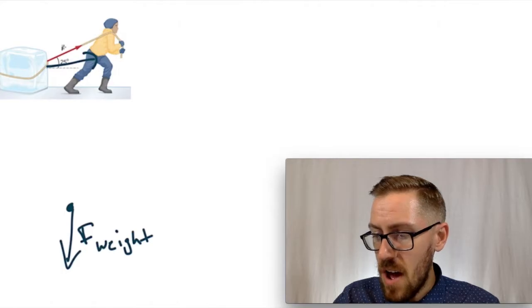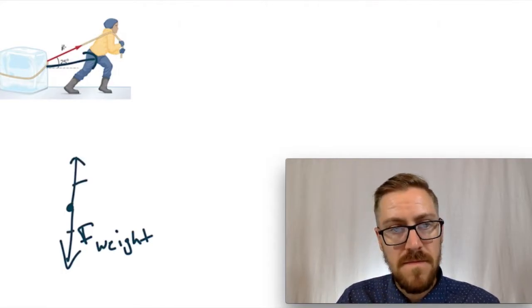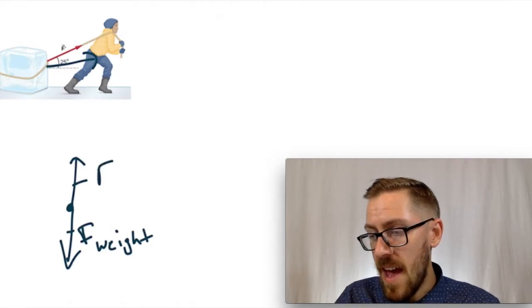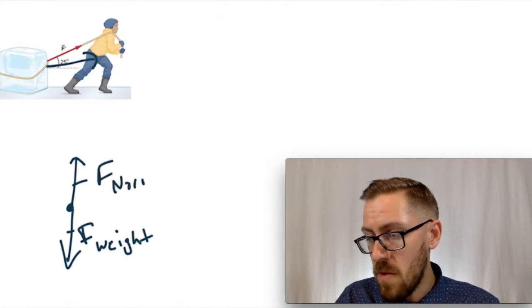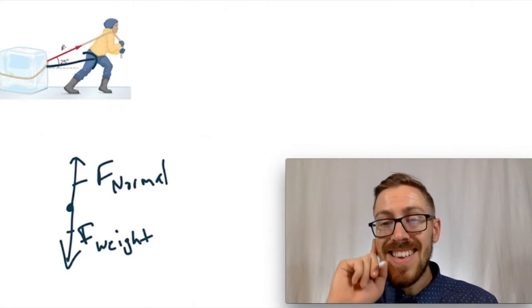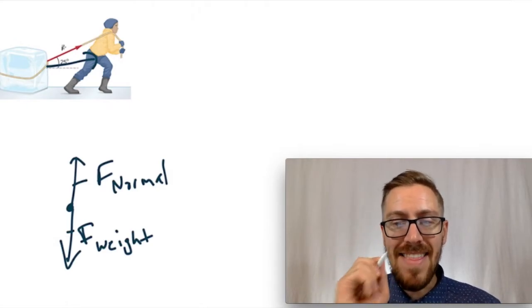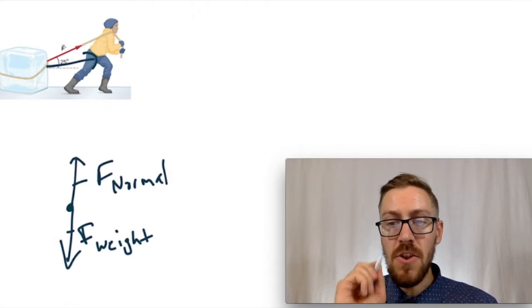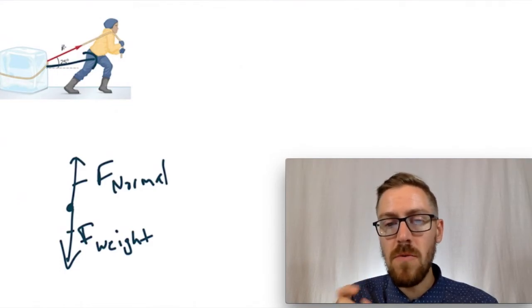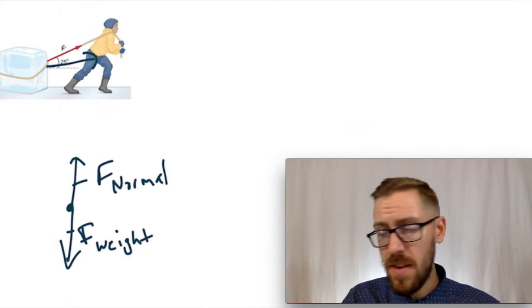We also have an upward force. Should be about the same. And that's again, F normal. Because the ice is on a surface. Now don't get confused. Sometimes it's not a surface that pushes upward. In that case, you do not call it the normal force. It's only a normal force, F normal, if there's a surface involved.